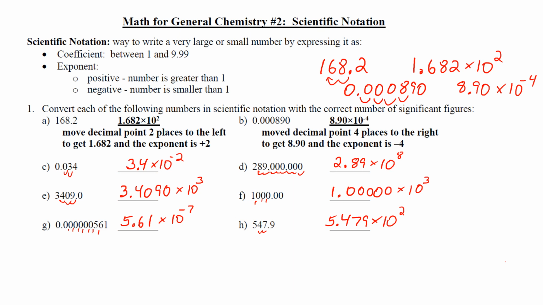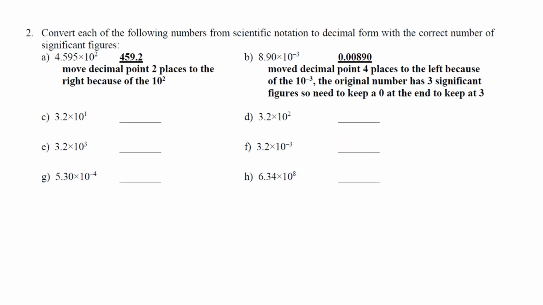All right, so now this one wants to go the opposite way, from scientific notation to decimal form. All right, so here, 4.595 times 10 to the 2. Here, if it's positive, I move this decimal place to the right, sorry. That I'm basically making this number here larger. So that would be 459.5. I messed up. It's 0.5.